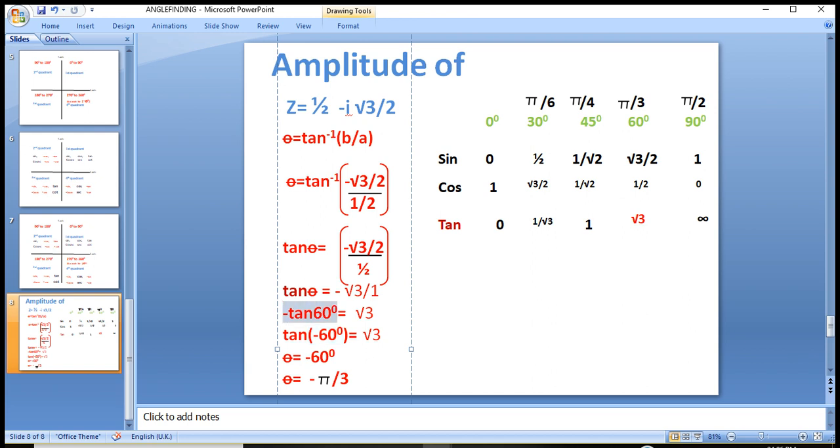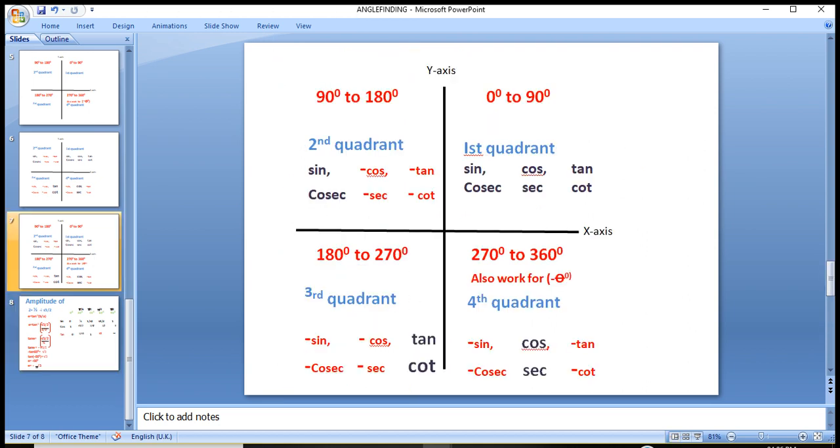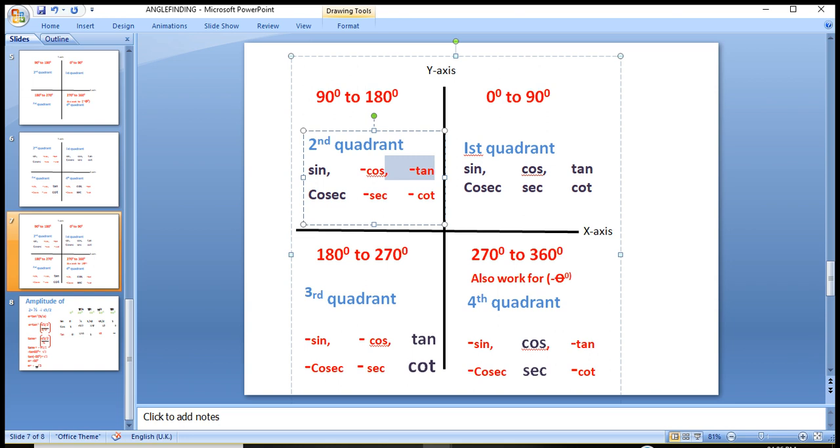So we know that minus tan also works for minus theta degrees. If sine comes with minus sine theta degrees, sine minus theta degrees, then these rules are followed. So here we have written tan minus 60 degrees. Okay. So I hope you would have understood.